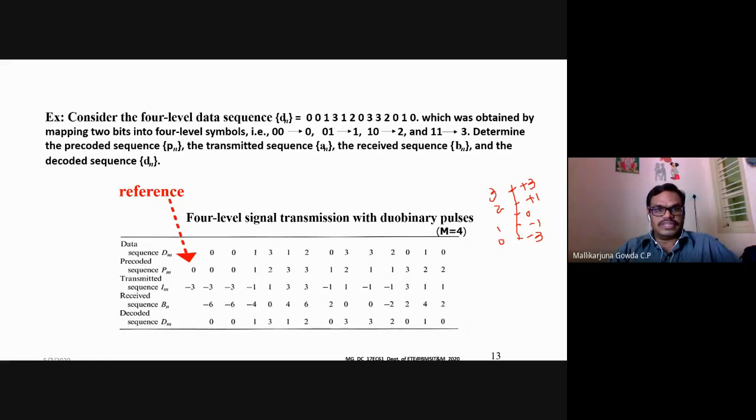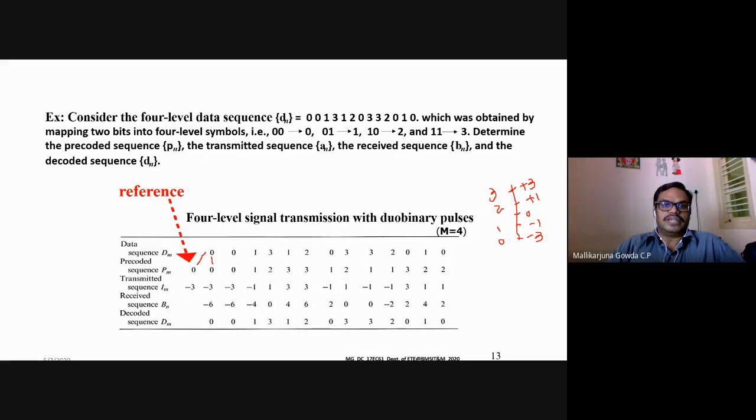First I wrote this input data sequence. Take this as small d suffix n. This is my input data sequence, right? And the pre-coded sequence is what? Same thing. I have taken the initial bit as 0. So I am doing the XOR operation, meaning modulo 2 subtraction. But here it is not modulo 2, it is modulo m, and the value of m is here 4. That means I am supposed to do modulo 4 subtraction. If I do modulo 4 subtraction of these two, then I will get this sequence.